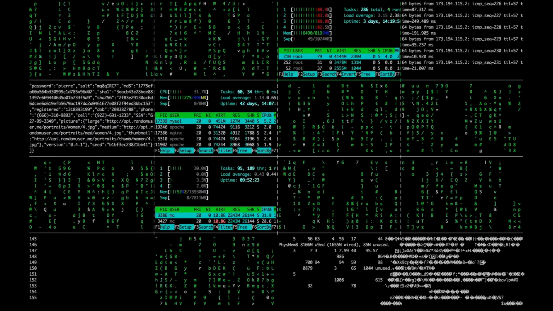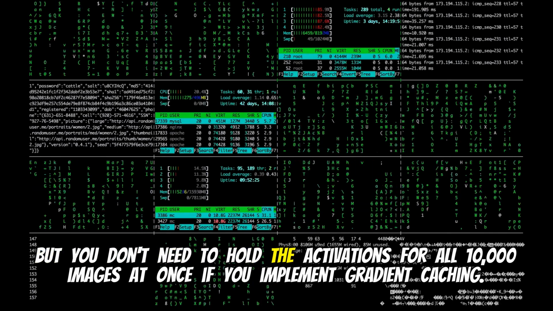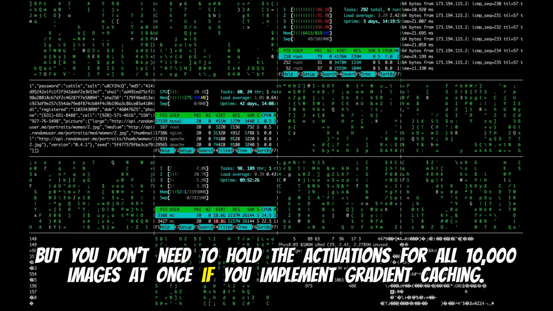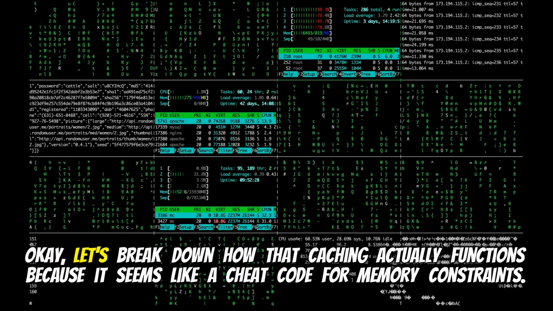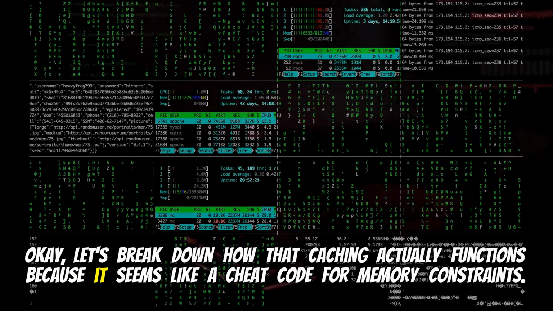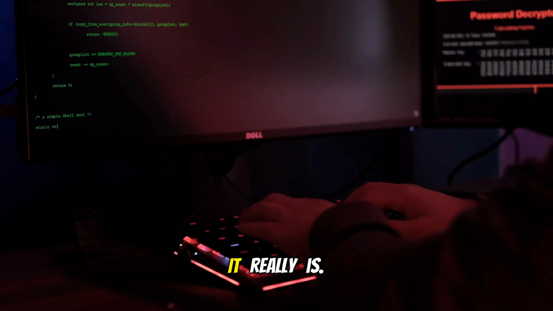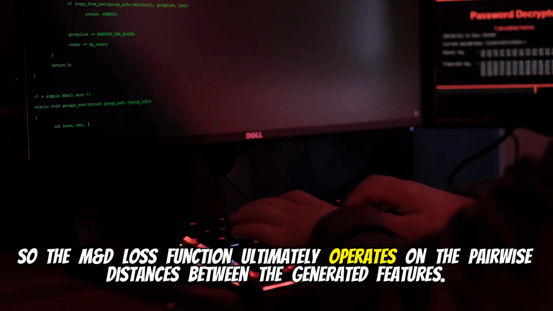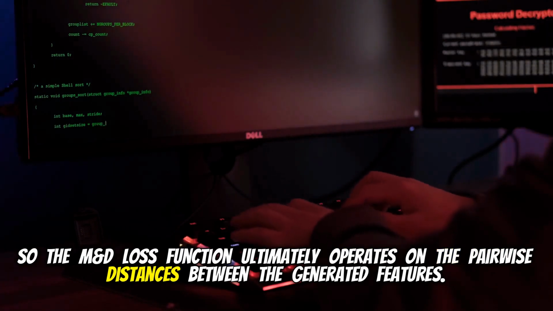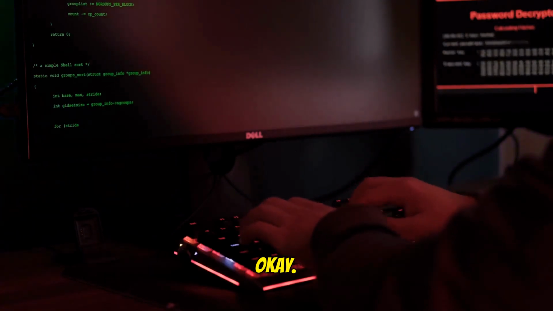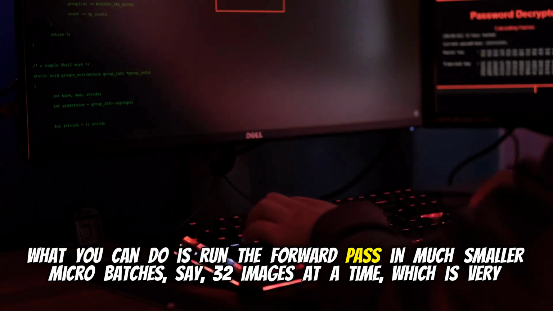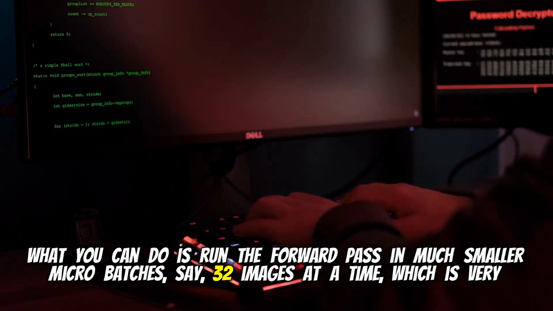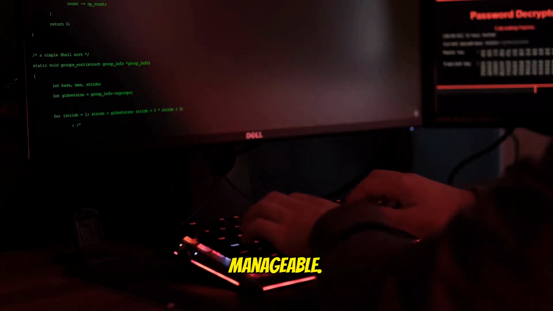You definitely can't. But you don't need to hold the activations for all 10,000 images at once if you implement gradient caching. Okay, let's break down how that caching actually functions, because it seems like a cheat code for memory constraints. It really is. It leverages the chain rule. So the MMD loss function ultimately operates on the pairwise distances between the generated features. Okay. What you can do is run the forward pass in much smaller microbatches, say 32 images at a time. Which is very manageable. Right.